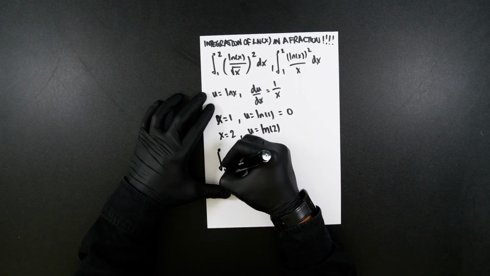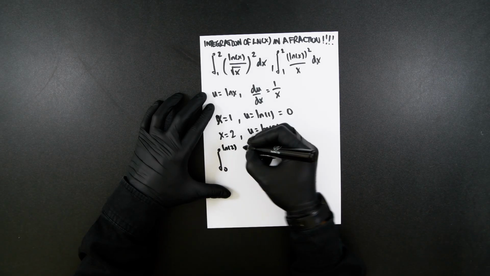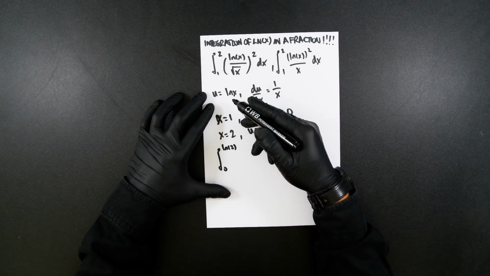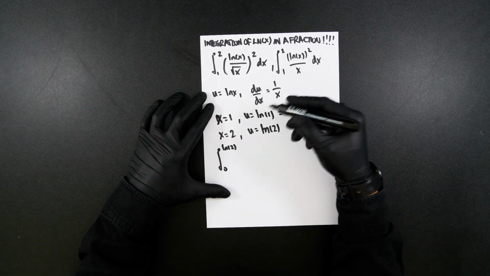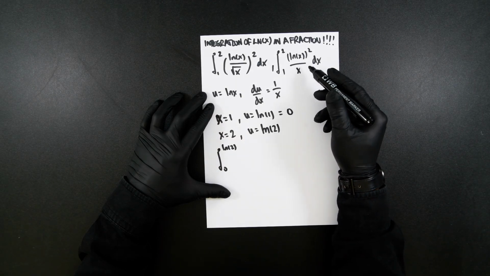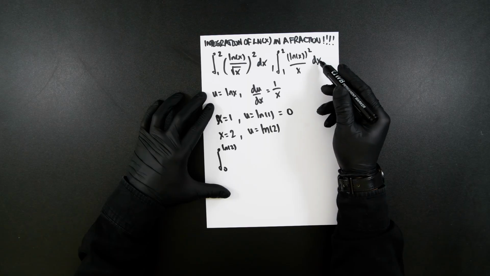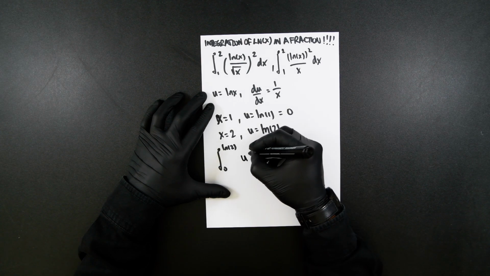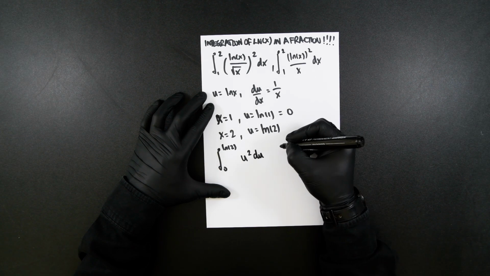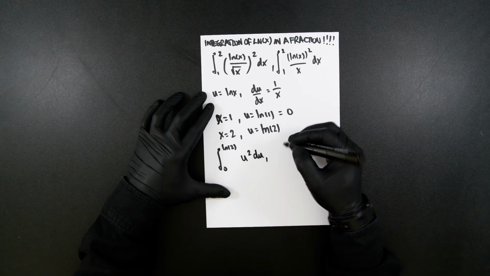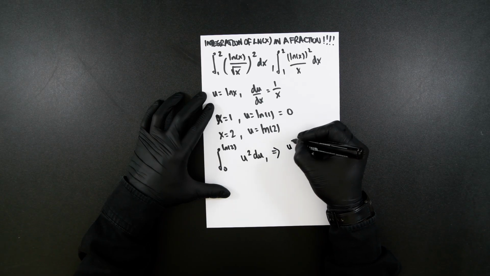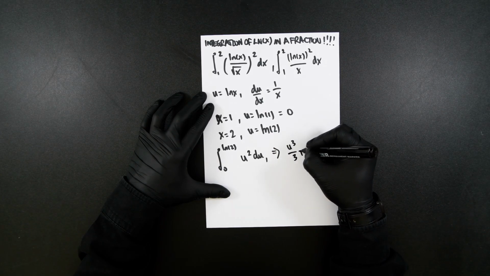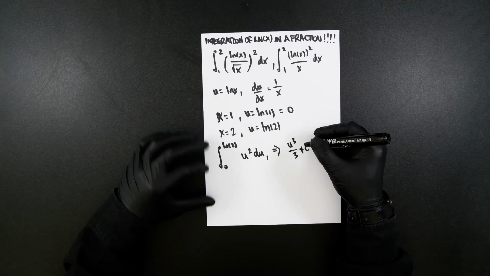So you've got an integral from 0 to ln 2, and we can substitute in for u squared, and we've got our du/dx, which we can then substitute in here because we need to change the parameter from dx into du's. So once we've subbed everything in, you would have u squared du. We integrate this now, so this would go to u cubed over 3 plus c. We don't really need to care about the constant.